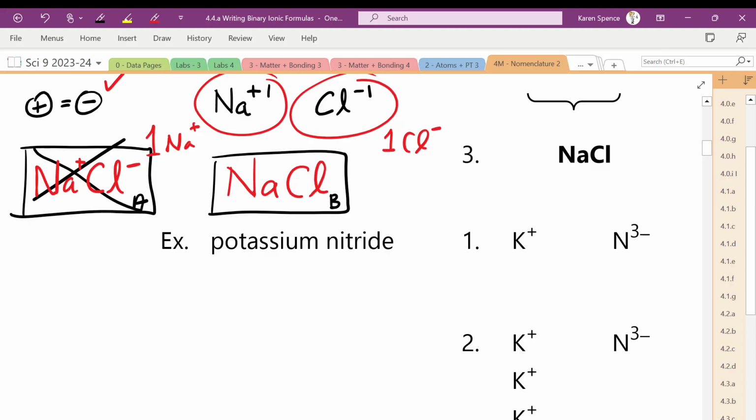Example 2, potassium. What is the symbol for potassium? Potassium is K.